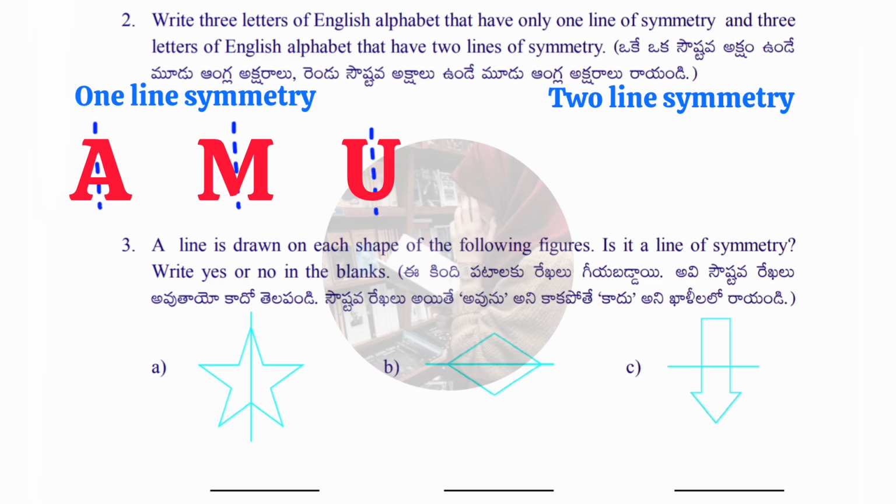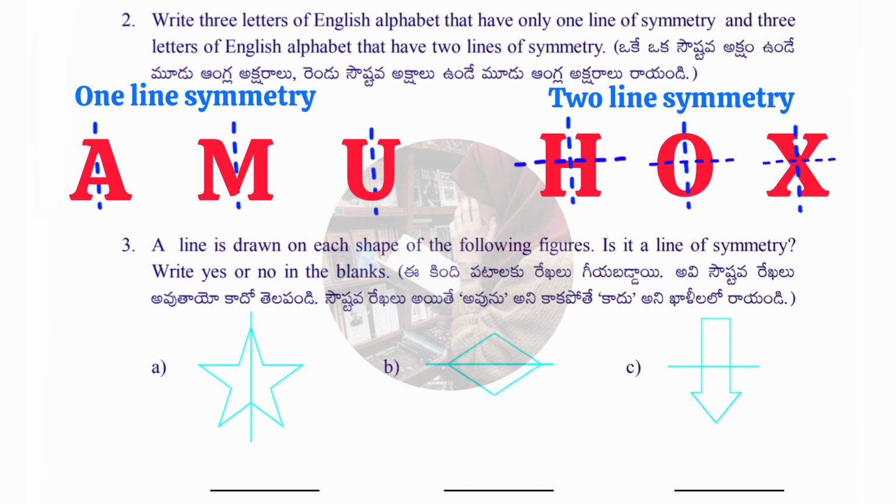So here we can draw one line of symmetry, which gives equal parts on either side. It divides them into two equal halves: A, M and U. Whereas the two line symmetry alphabets will be H, O and X, which give equal parts. Okay guys, please draw the lines of symmetry carefully. Understood guys?